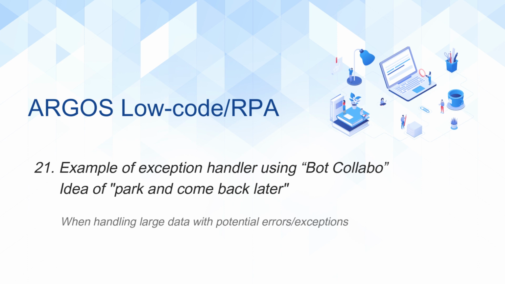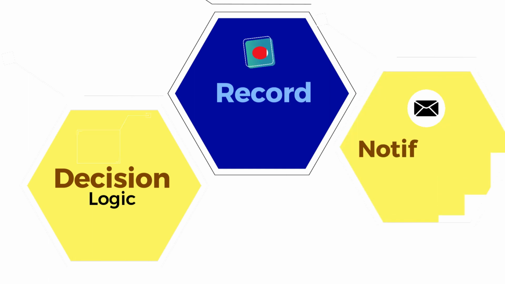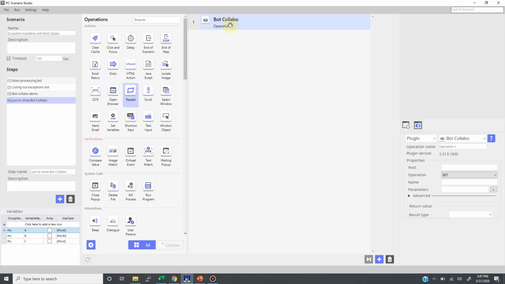Usually, the best approach for such bad records is to design your bot in a way so that it will simply skip them and proceed to the next record. On the other hand, exception handlers usually contain three common elements: a decision logic to detect and skip the exception, a step to record it, and a notification mechanism. In this video, I will show you a simple decision logic and recording the exception, using the Bot Collabo plugin.